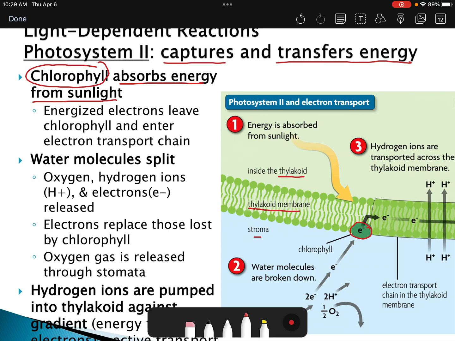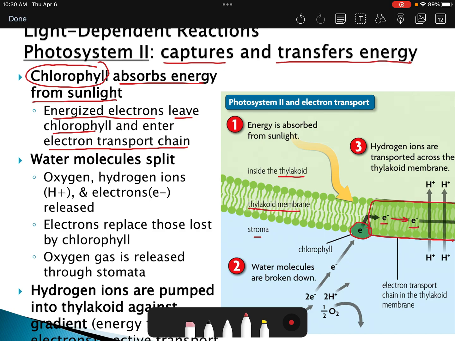Once that happens, there are electrons inside the chlorophyll that get energized, and then they leave the chlorophyll and enter what's called the electron transport chain. That's what this series of proteins are called right here. Anytime you see the little e with a negative sign, that's an electron. Remember, electrons are negatively charged. So they are energized, and now they're going to move down this electron transport chain.